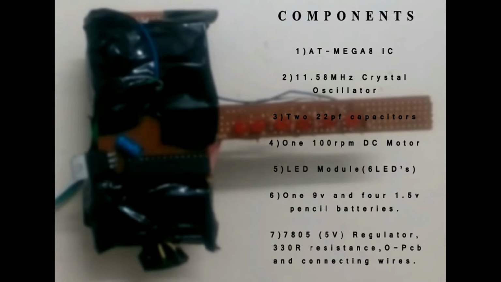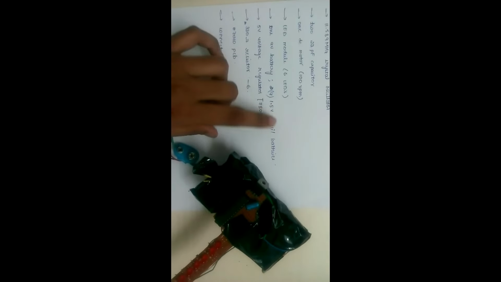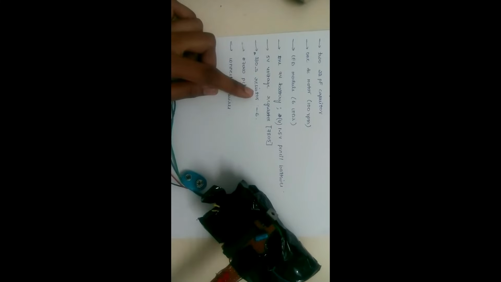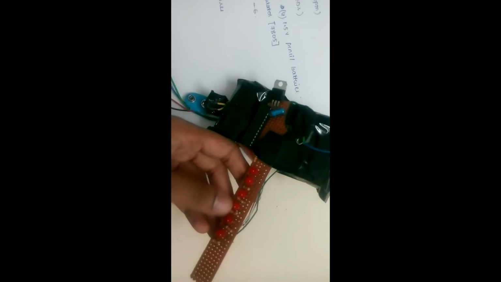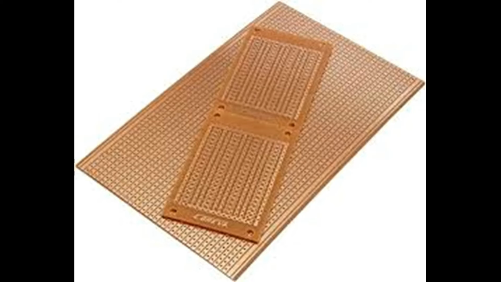Next we require a 9-volt battery for the rotation of the motor, and 4 1.5-volt pencil batteries, which will give us 6 volts when we connect them in series. It is used for glowing these LEDs. We require 6 330-ohm resistors to be connected in series with the LEDs. Here we have used a zero PCB board, and connecting wires.